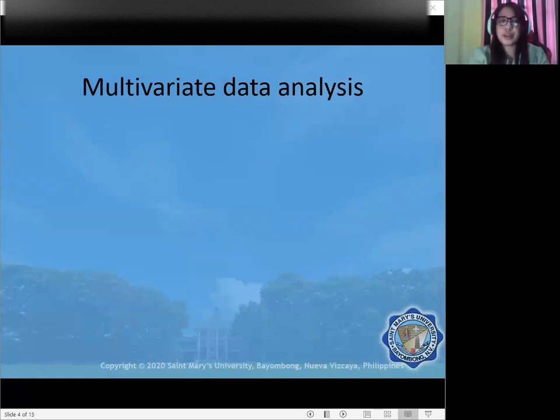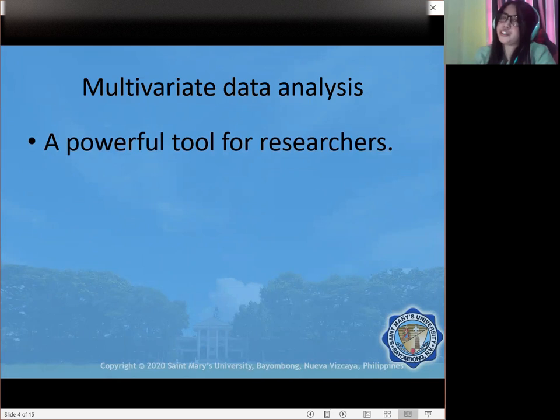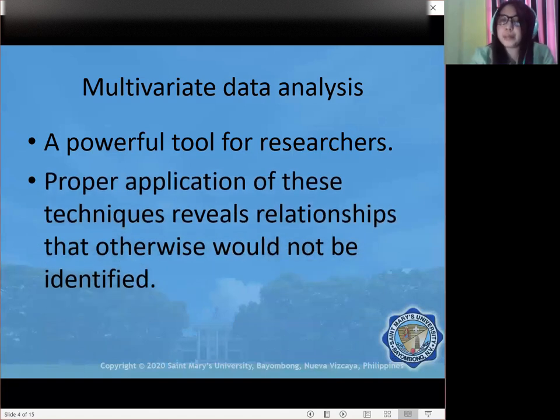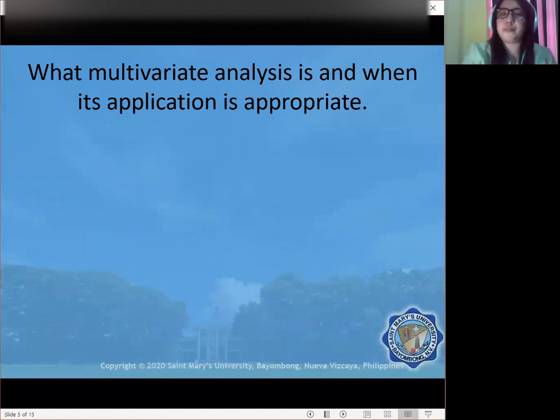So our discussion today is about multivariate data analysis. Here, of course, we know for sure that, like other statistical tests, this is also a powerful tool for researchers, for data analysts, for statisticians, and for decision makers. Aside from that, if this is applied properly, it can reveal relationships that otherwise would not be identified because of the limitations when you just use, for instance, univariate or bivariate analysis.